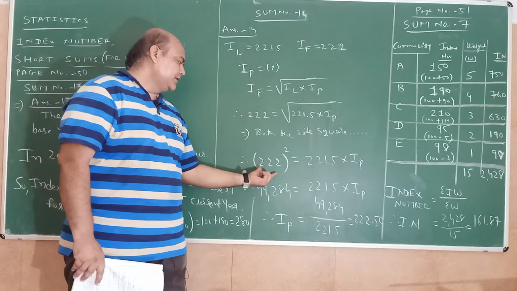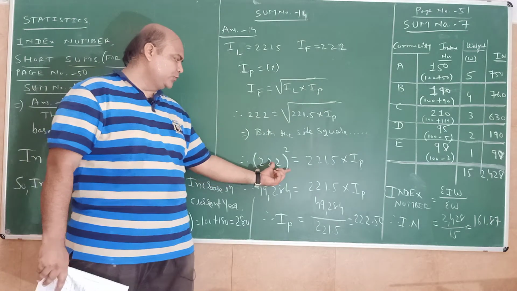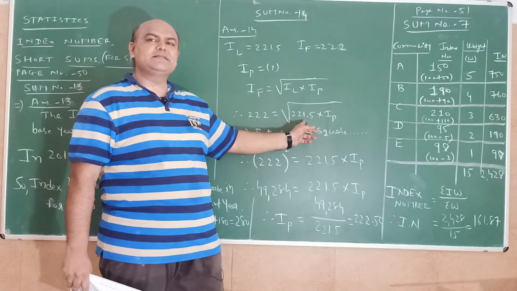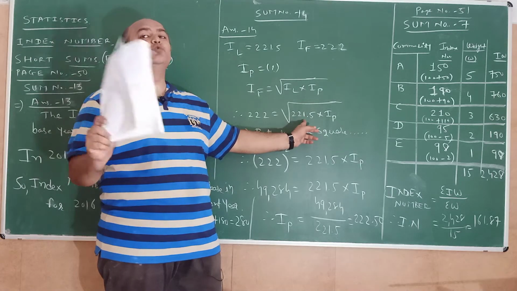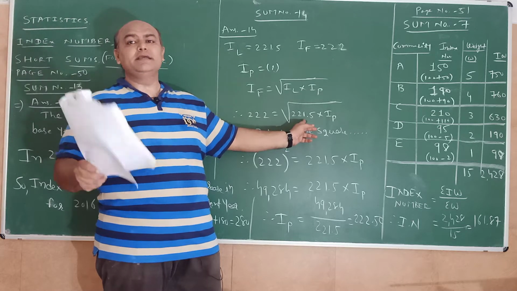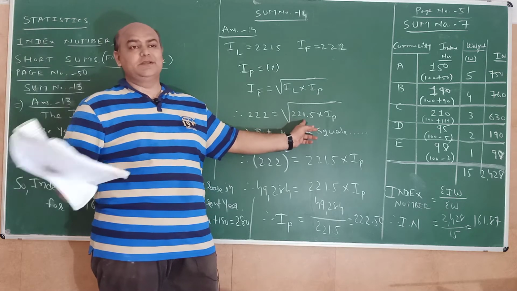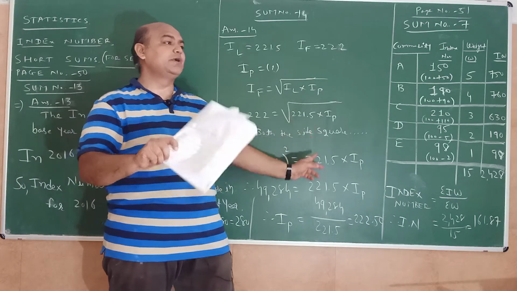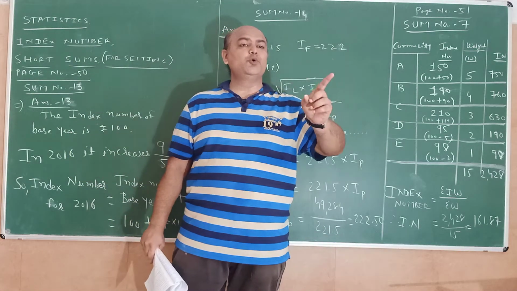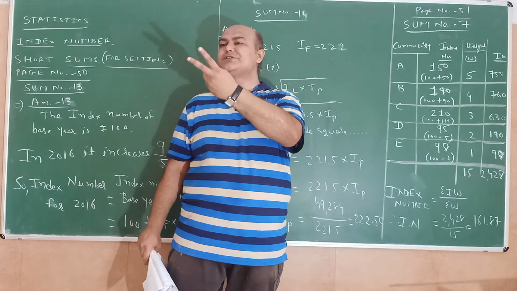So here the square of 222. On the right hand side the under root is removed, because the square of under root is the removal of under root. Suppose under root x into under root x, the answer is x. Under root 2 into under root 2, the answer is 2.